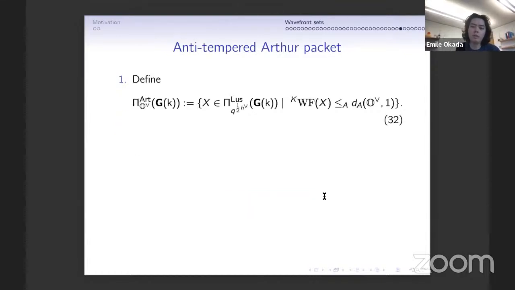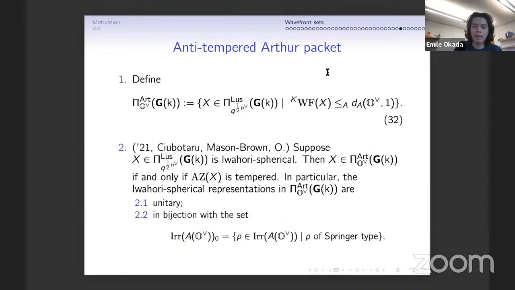And so we can define this exactly in analogy to the complex case. We define the packet attached to O check to be all the representations which have this minimal canonical unramified wavefront set. And the result we obtained is the following. Suppose X is some Iwahori-spherical representation with this infinitesimal character, then X lies inside of this packet if and only if the Aubert-Zelevinsky dual of X is tempered.